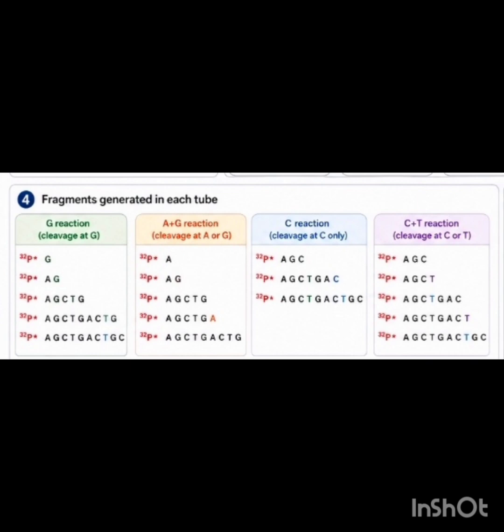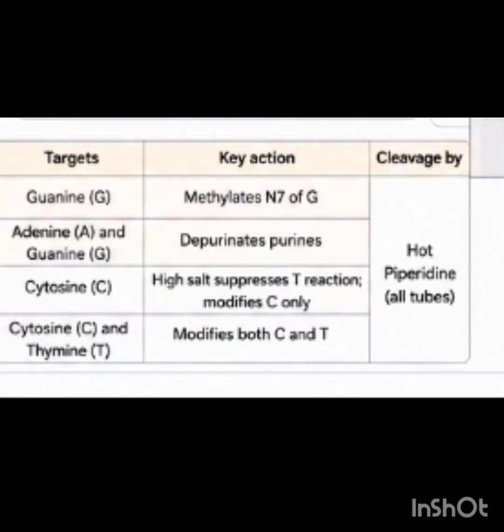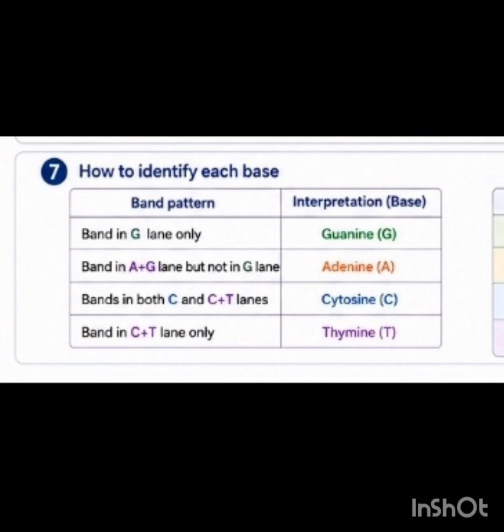The G tube contains fragments ending at guanine positions. The A plus G tube contains fragments ending at adenine and guanine positions. The C tube contains fragments ending at cytosine positions. And the C plus T tube contains fragments ending at both cytosine and thymine positions. These fragments are then separated on a high resolution polyacrylamide gel. Smaller fragments travel farther down the gel while larger fragments remain closer to the top.